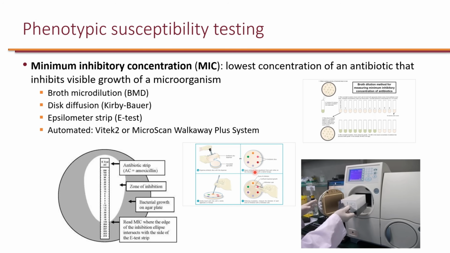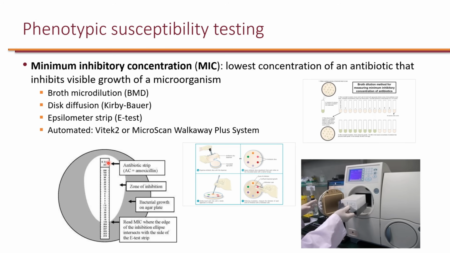Disc diffusion only tells you if it's susceptible, intermediate, or resistant. It doesn't really give you the MIC. Broth microdilution will give you the MIC, and based on the MIC, we can decide if an organism is susceptible, intermediate, or resistant to the given antibiotic. This diffusion only tells you if it's susceptible, intermediate, or resistant without the MIC. So another way to get the MIC is the E-test.